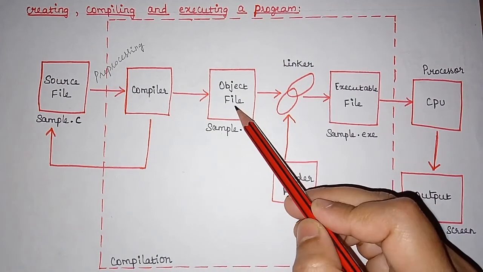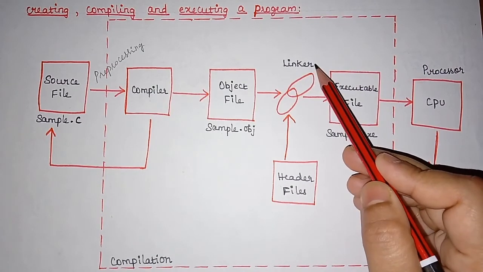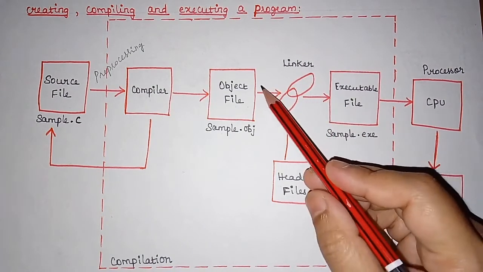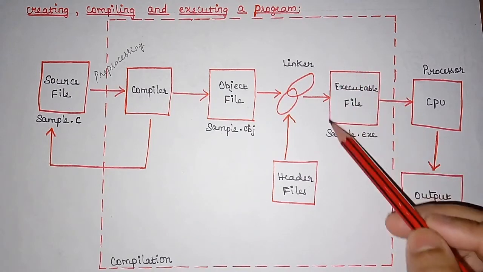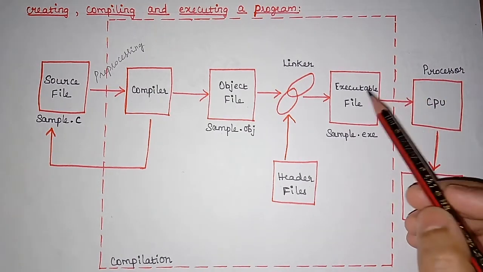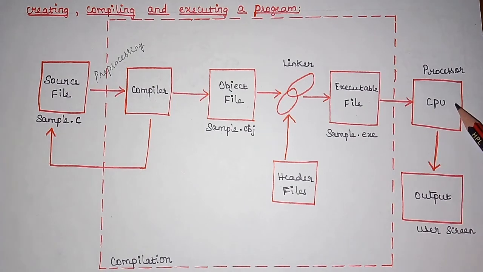Now this object file will be sent to a linker. The purpose of this linker is to link this object file with the available header files. After linking the header files with this object file, this file will become an executable file. Now this file is ready to be executed. It will be given to the CPU, and the CPU will process this file and produce the output. That output will be displayed on the user's screen.